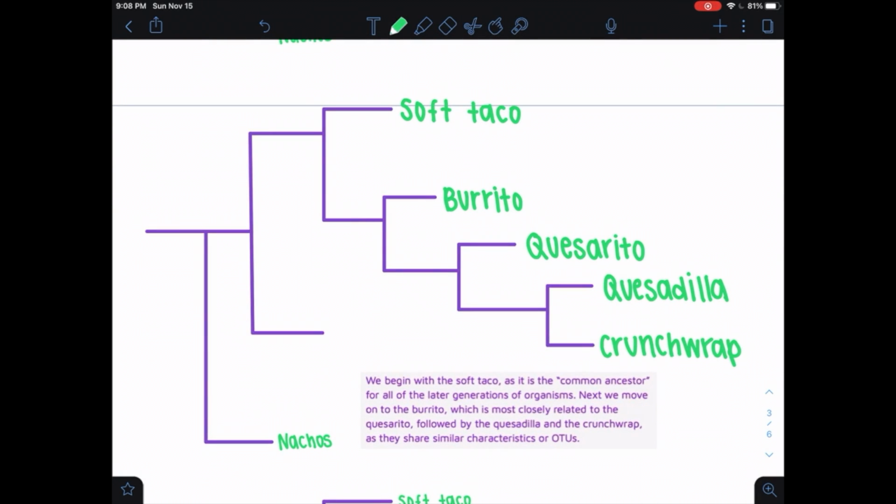We're going to move on and build our branch with our soft/tortilla group. We begin with the soft taco, as it is the common ancestor for all of the later generations of organisms. Next, we move on to the burrito, which is most closely related to the quesarito, followed by the quesadilla and the crunch wrap, as they share similar characteristics or OTUs.